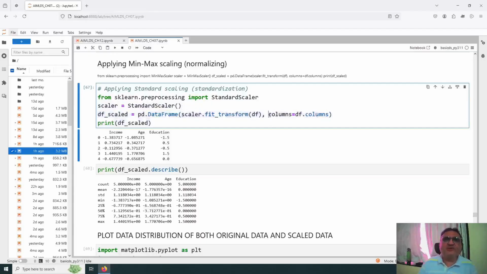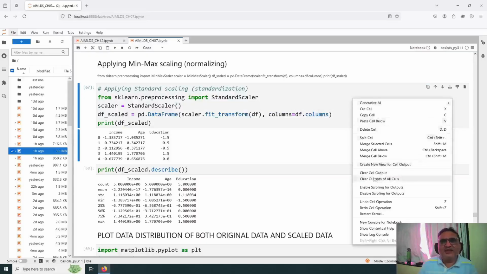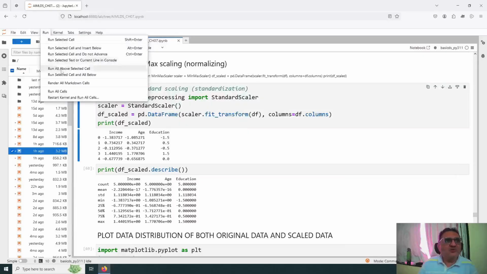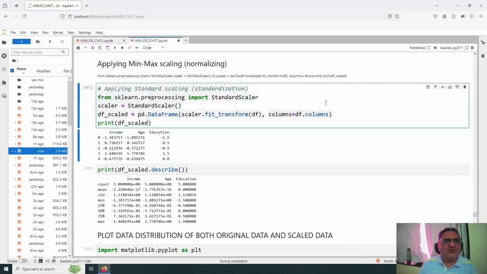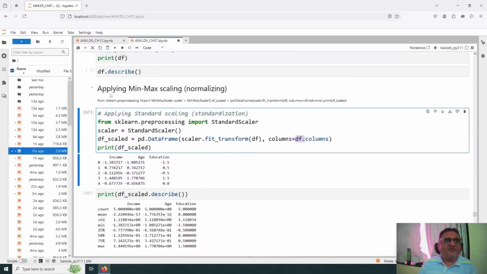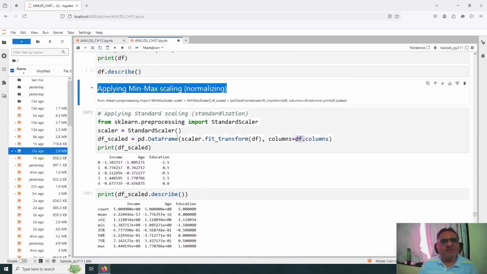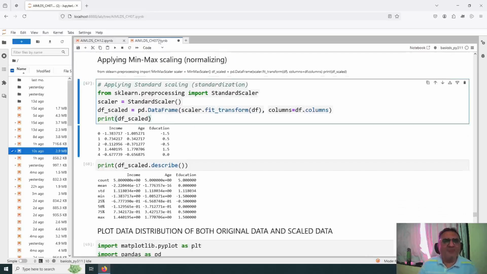To which columns, that also you can specify. If you want to apply only to specific columns, then you can do that, or if you want to apply to all the columns, then you can do that also. So here when you write columns equal to df.columns, that means apply to all the columns of my data frame. So we did a very detailed discussion of normalization and standardization in chapter 7.